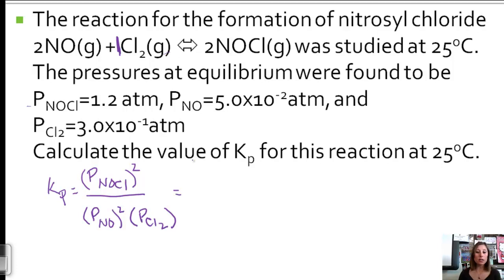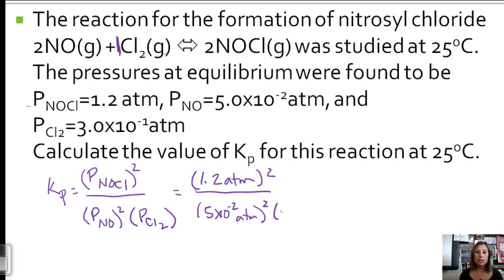Just also to point out, these are pressures at equilibrium, just like we use concentrations at equilibrium. So we have 1.2 atmospheres on top, and we're going to square that, divided by, for NO, 5 times 10 to the negative 2 squared, times 3 times 10 to the negative 1, and that's just to the first power.